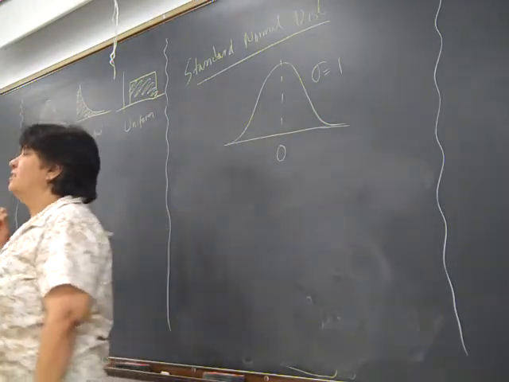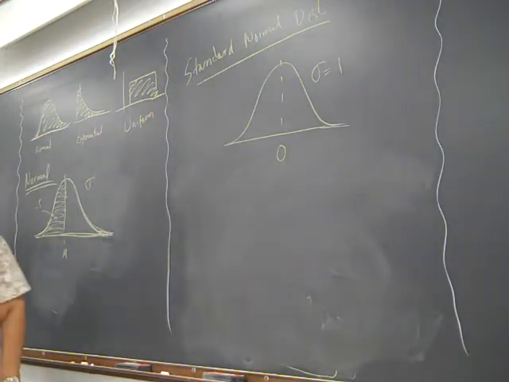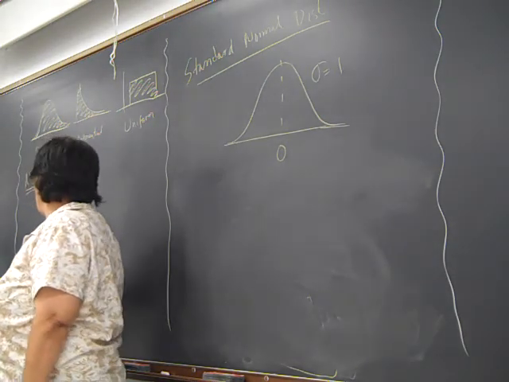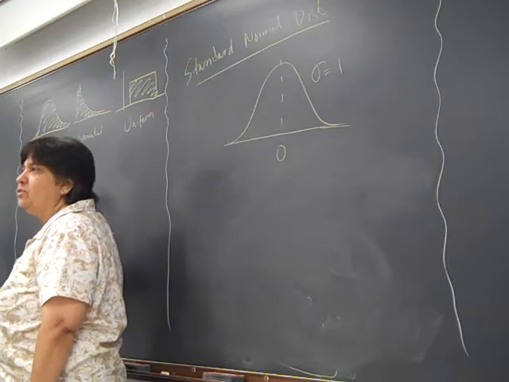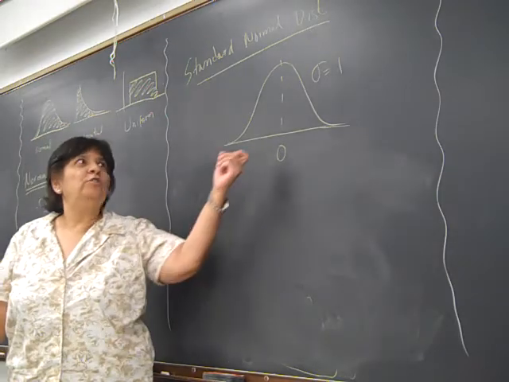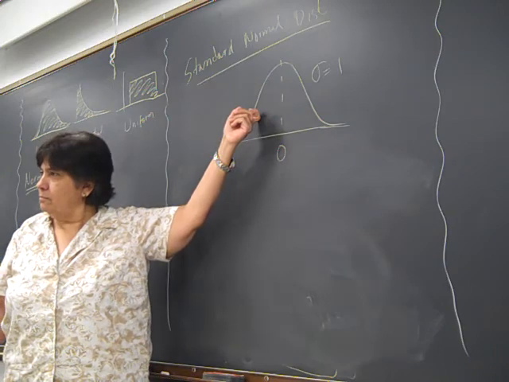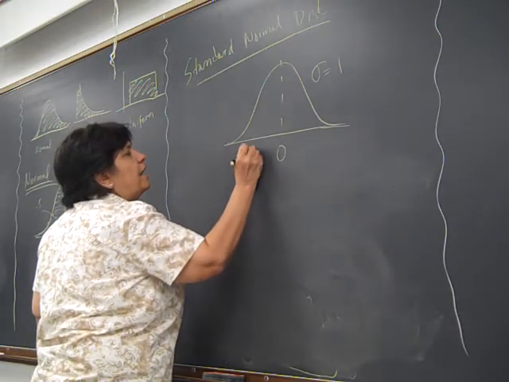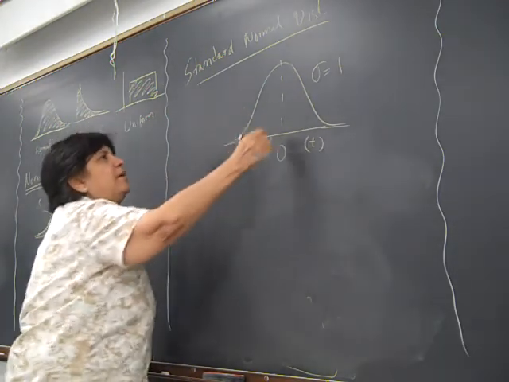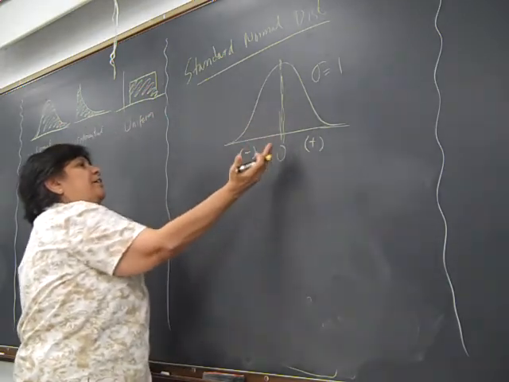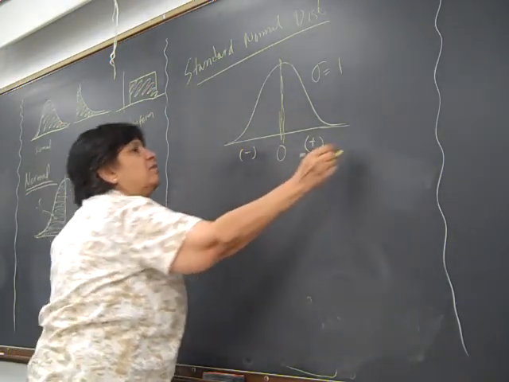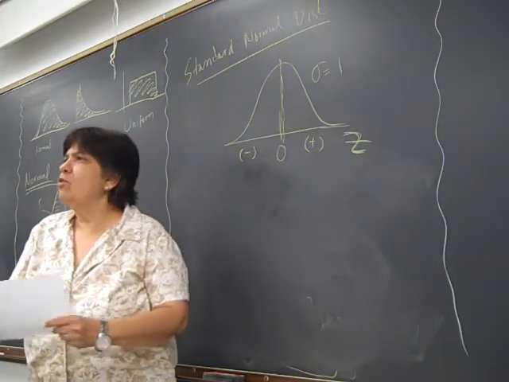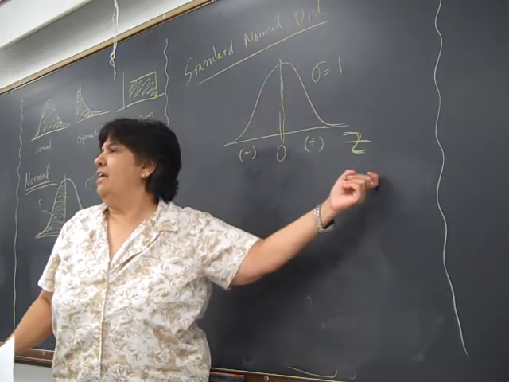And why is the standard normal distribution so important? Because we don't have tables for this distribution with a mean equal to mu and standard deviation equal to sigma, but we do have tables for the standard normal distribution. Now, these values over here are negative and these values are positive, right? Because this is 0. So these below 0 are negative values, and this is called the z. This is called x. The standard normal distribution you always refer to as a z.